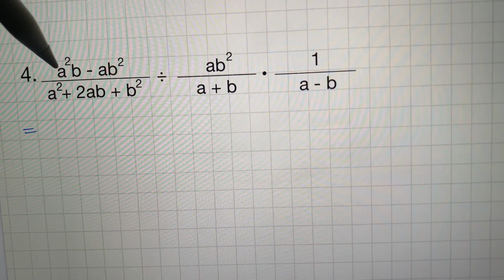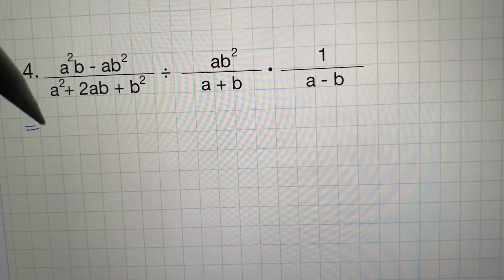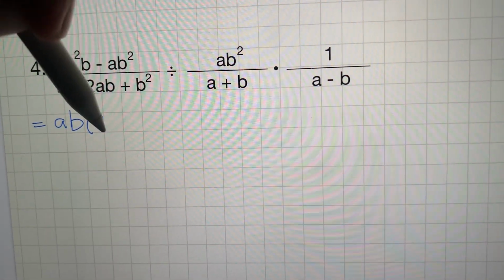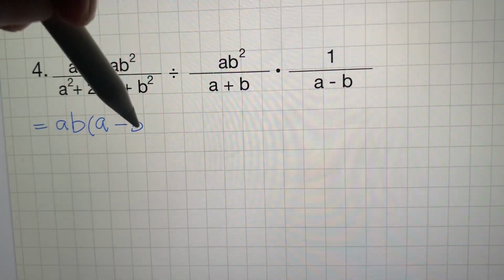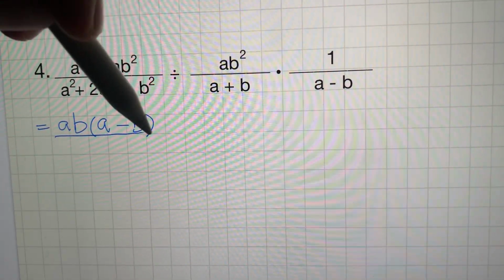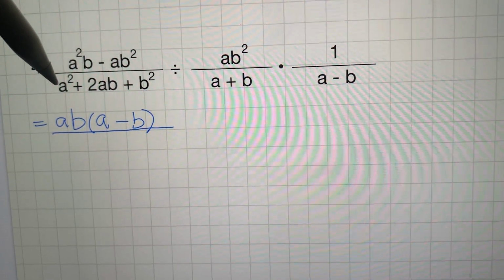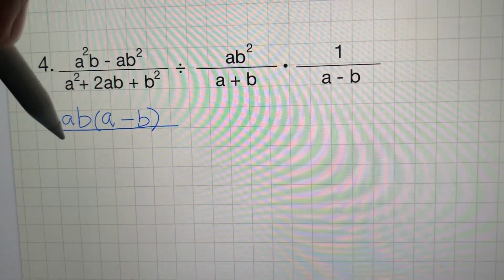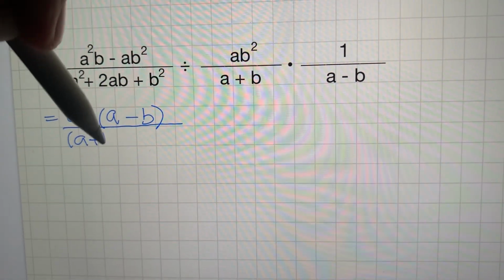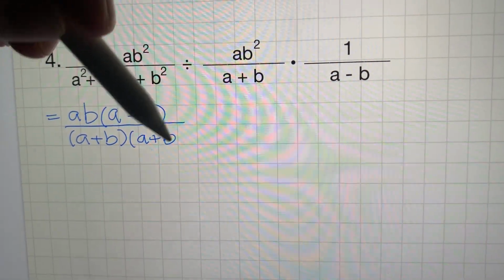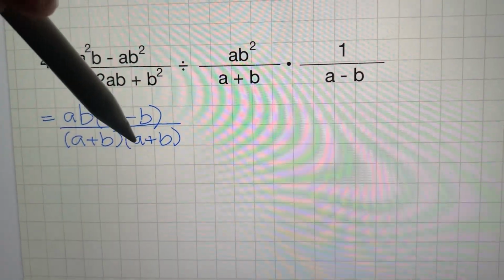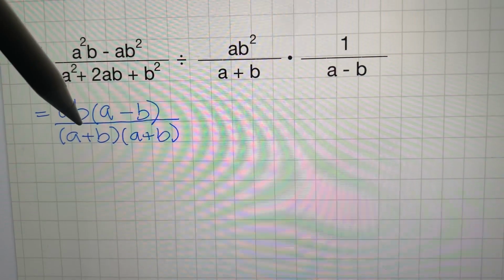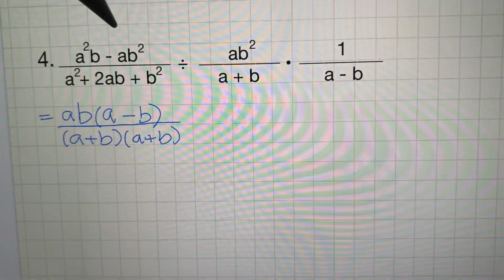So that means that I can extract ab. So I have ab times a minus b divided by, this is squared, this expression here is the same as a plus b times a plus b. If you notice, a squared, ab plus ab is 2ab, and plus b squared.